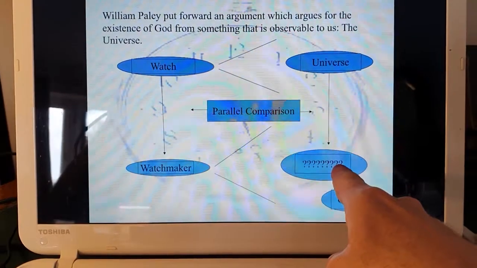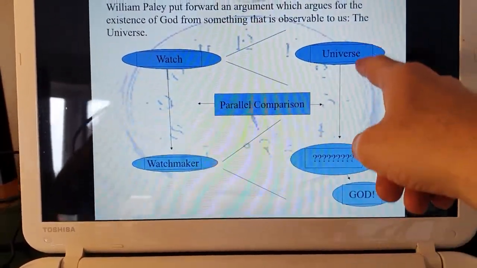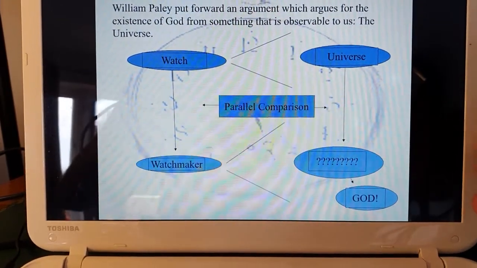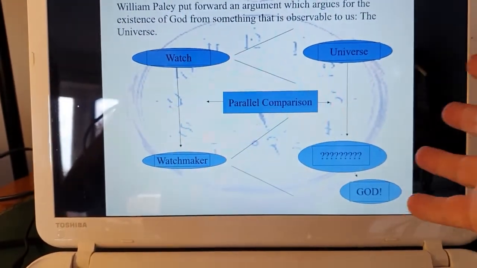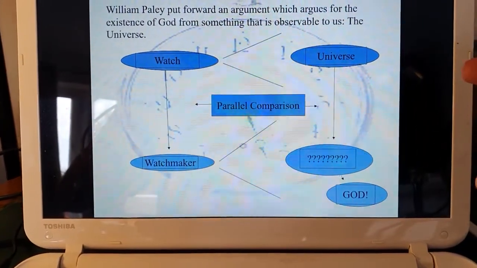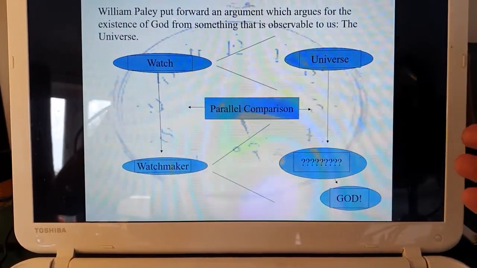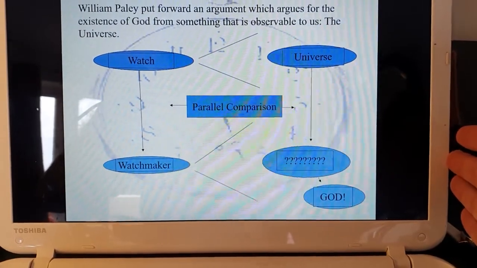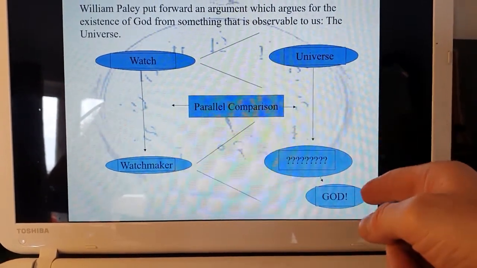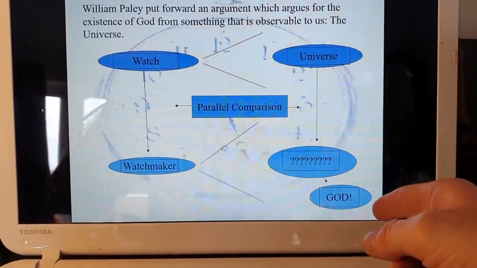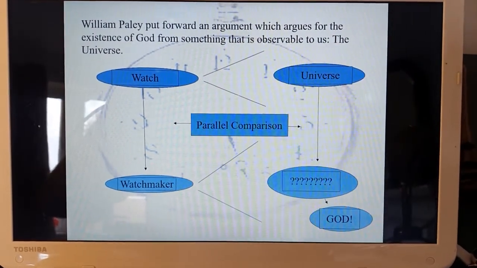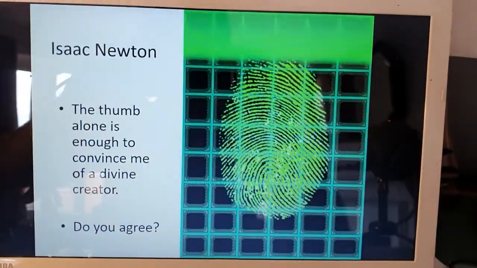Obviously, we don't know the outcome of what created the universe, because nobody was there. But this comparison is used to persuade. He's using an analogy, comparing the universe to a watch, and saying that the most probable explanation, or the best explanation, is that it was created by some sort of higher designing power.